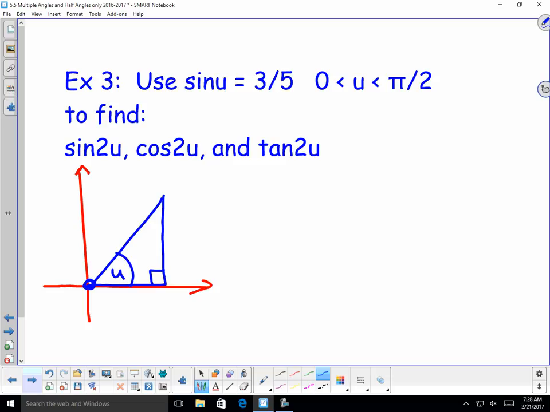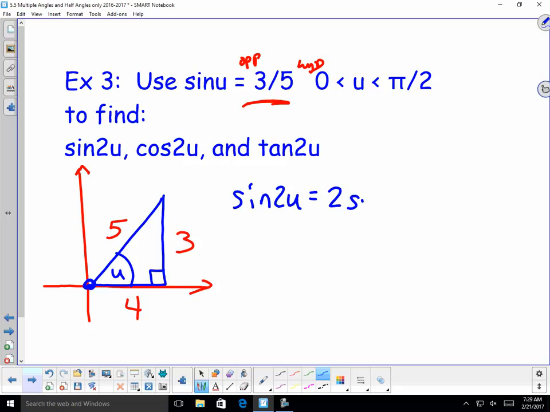We know that the sine of angle u is 3 over 5, so that means that 3 is the opposite and 5 is the hypotenuse. So here's my 3, here's my 5. I recognize this as a 3, 4, 5 right triangle, so the adjacent side must be 4. So now we want to find sine of 2u. We already know sine of u, but we want to find sine of 2u.